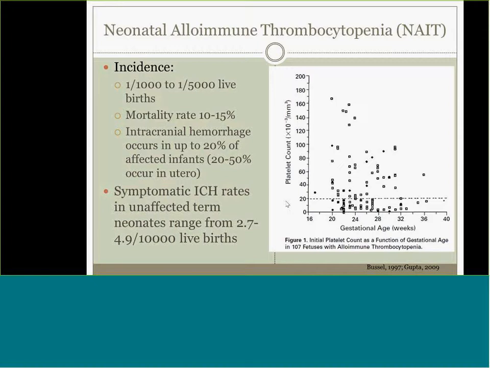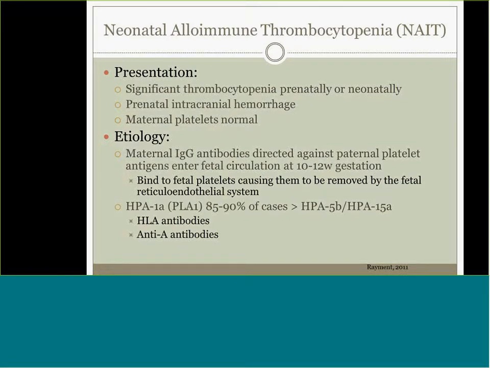compared to unaffected term neonates, where symptomatic intracranial hemorrhage rates are 2.7 to 4.9 in 10,000 live births. Asymptomatic, if you do MRIs on kind of all babies that are born vaginally, that gets a little bit higher, well, a lot higher. But again, it's still not the incidence that you're seeing with NAIT. This is often significant thrombocytopenia, prenatally or neonatally, prenatal intracranial hemorrhage.